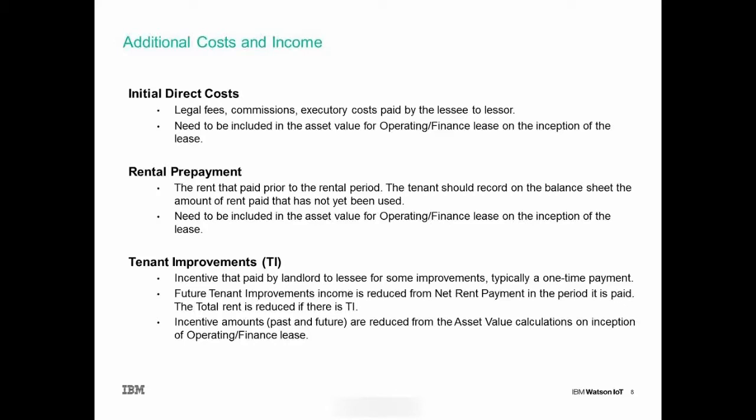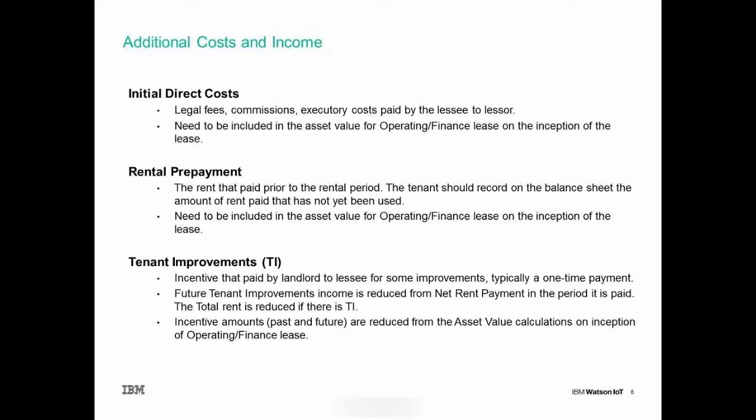The second cost is the rent prepayment. The rent prepayment is the rent that is paid prior to the rental period. The tenant should record on the balance sheet the amount of the rent paid that has not yet been used. It needs to be included in the asset value for operating or finance lease on the inception of the lease as well.